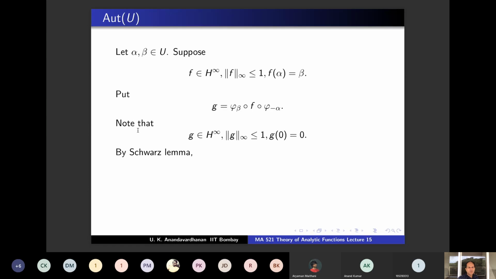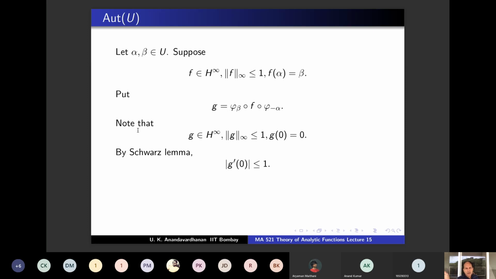By Schwarz lemma, you have 2 conditions. One is mod g of z is less than or equal to mod z, and the other condition is mod g prime 0 is less than or equal to 1. So we are going to use that: mod g prime 0 is less than or equal to 1. Remember, we could have also used mod g of z is less than or equal to mod z.